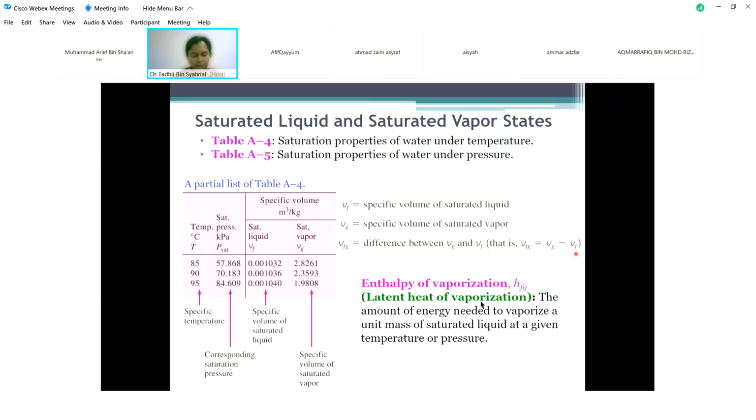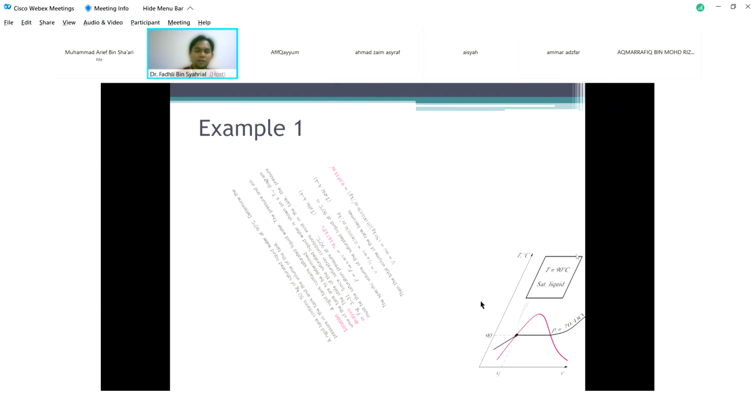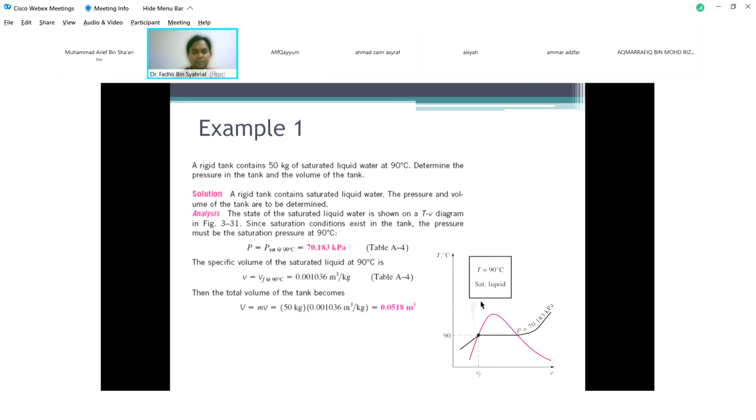Enthalpy pun sama. Enthalpy dia have HFG dalam table. Kamu lihat. HFG, kalau kamu tolak HG dengan HF, dapatlah nilai HFG. Okay. Sama juga untuk entropi. So, kalau kamu jumpa FG, dia bermaksud G tolak F. Any value of G tolak dengan F. Itu maksudnya. Okay. So, then we have discussed first example number 1.